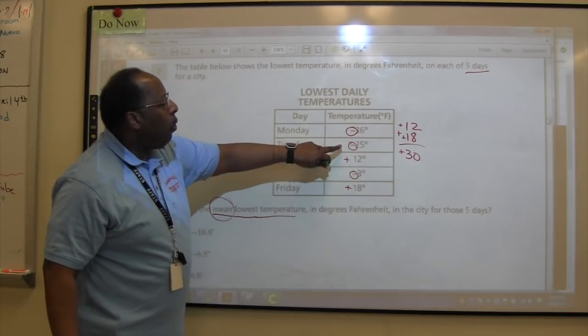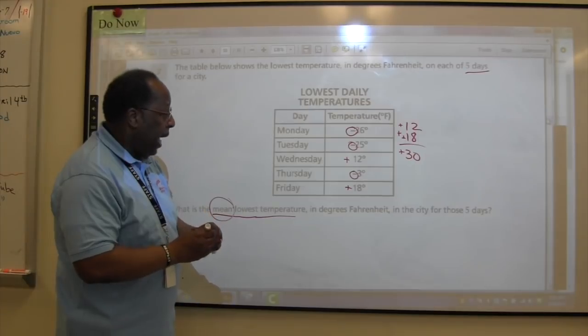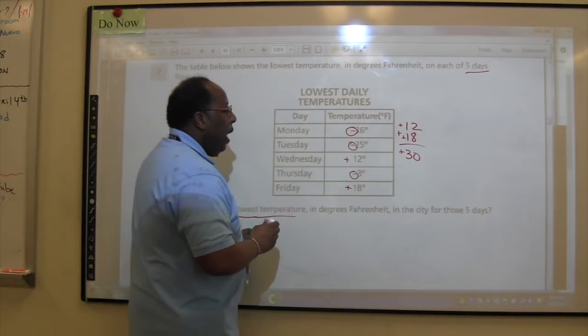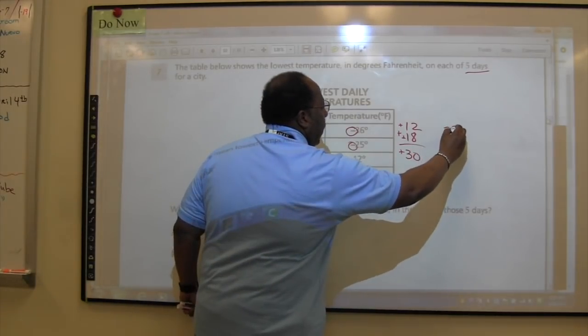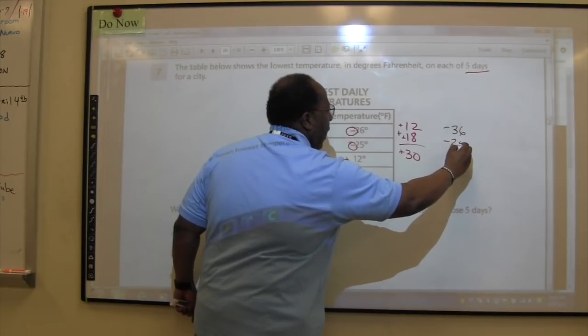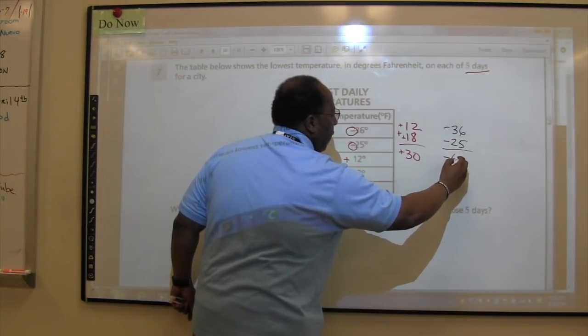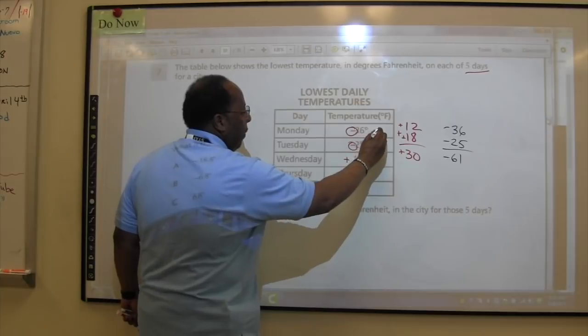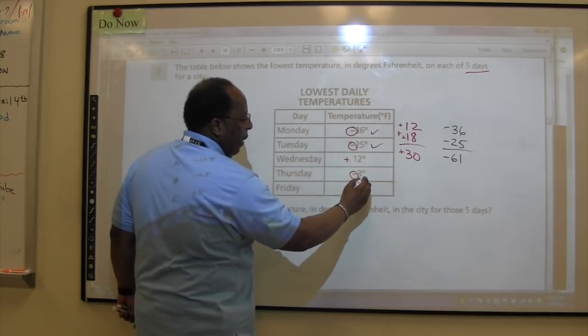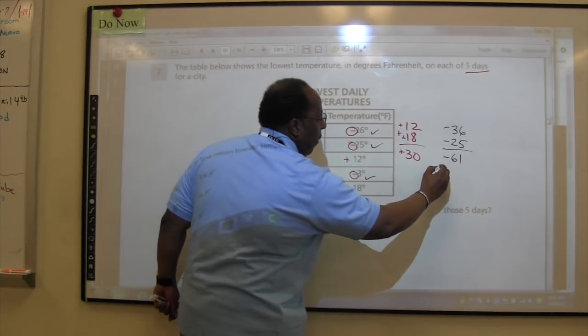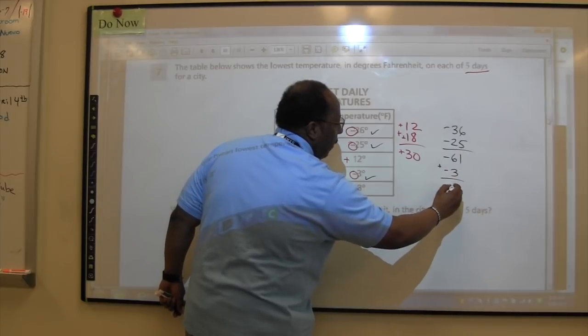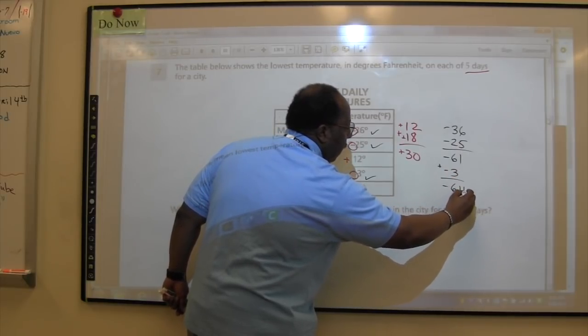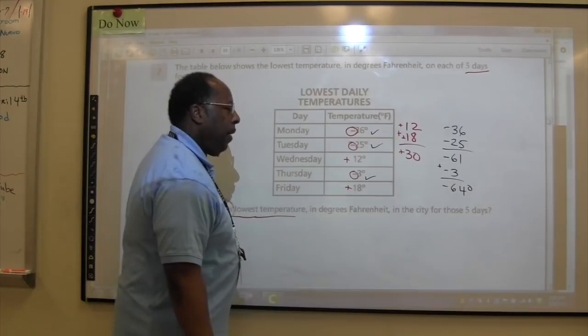But here we got some cold degrees that are in the negative zone. So we got a negative 36. We can combine that with the negative 25. That'll give us a negative 61. Check those two off. And there's a negative down here, which is negative 3. We add that negative 3 onto that. That gives us a total of negative 64 degrees Fahrenheit.